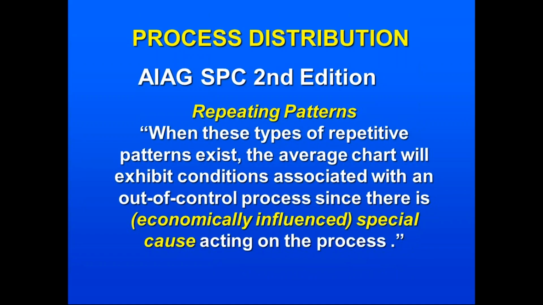Now they continue by saying when these types of repetitive patterns exist, the average chart will exhibit conditions associated with an out-of-control process since there is an economically influenced special cause acting on the process. Well, actually what they're saying is you're going to have a run, and a run looks like you're out of control, whereas actually you're in perfect control. And as far as economically influenced, well, you can't pay enough for a tool not to wear. So there's not much you can say. Actually, once again, tool wear is a common cause, but we'll continue.